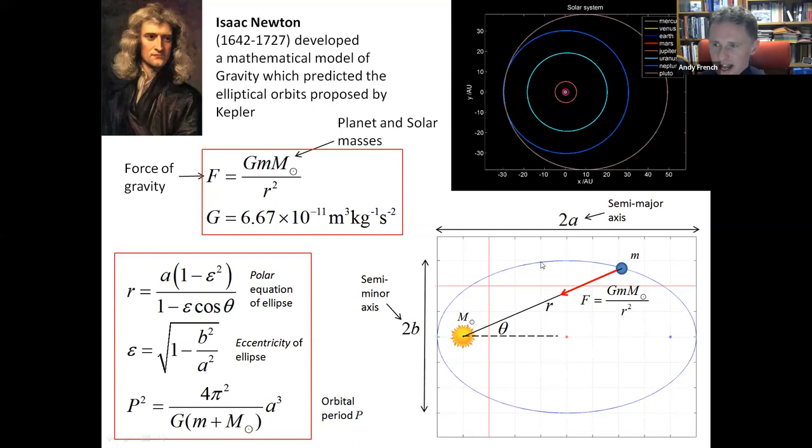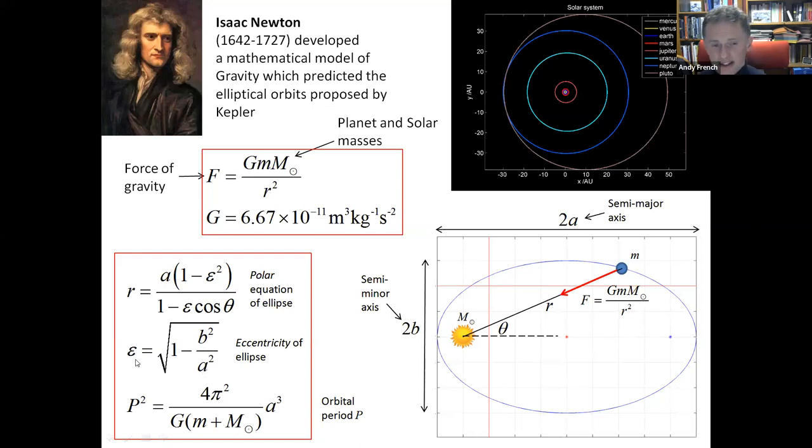And we can define how elliptical it is by this wonderfully named equation called the eccentricity. It's defined as the square root of 1 minus b squared over a squared. And b and a are the geometry of the ellipse. So 2b, the minor axis, is the height of the ellipse. All right, so b is half of that. And 2a is the major axis, so the long axis of the ellipse. Okay, so there we go.